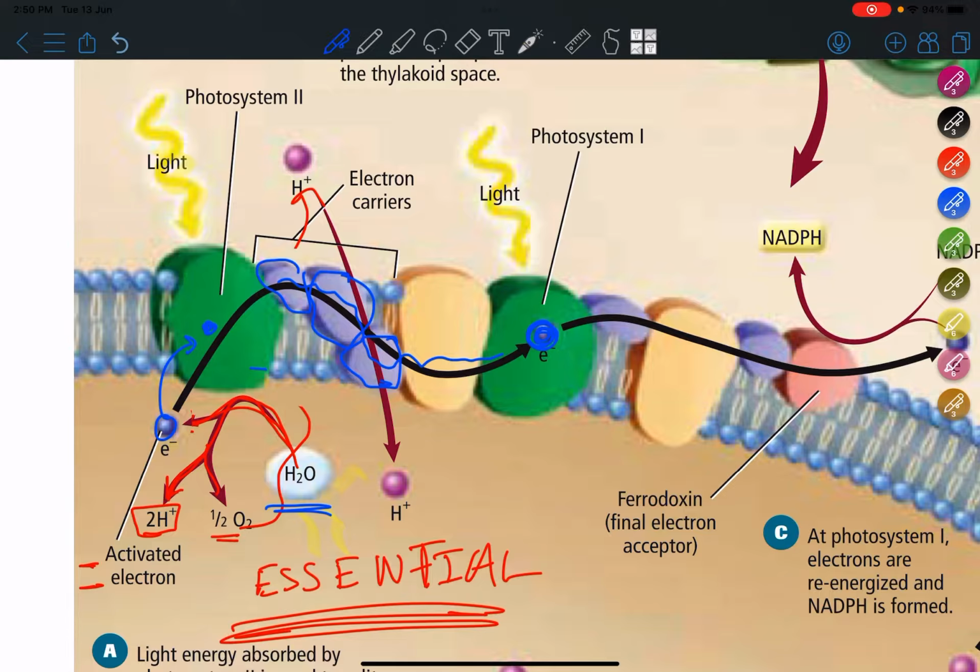As the excited electrons move down the electron transport chain from photosystem 2 to reach photosystem 1, their energy is used to pump hydrogen protons, not ions, sorry, from the stroma.